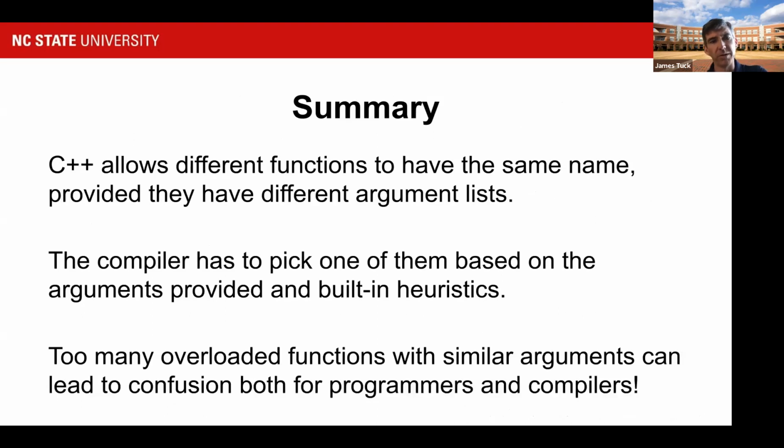Okay, so in summary, C++ allows different functions to have the same name, provided they have different argument lists. The compiler, at compile time, has to pick one of them based on the arguments provided and based on some internal built-in heuristics. Namely, it needs to have the same number of arguments, and it's going to pick the one that requires the fewest number of type conversions. And if there are multiple options with the same number of type conversions and arguments, the compiler is going to fail. Okay, too many overloaded functions with similar arguments can lead to confusion, both for the programmers and compilers, and so you want to avoid that if you can.